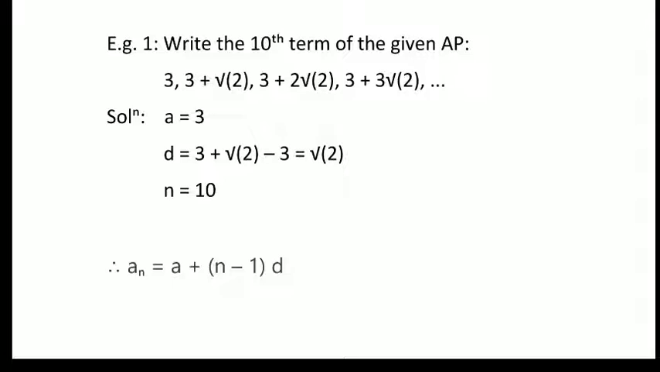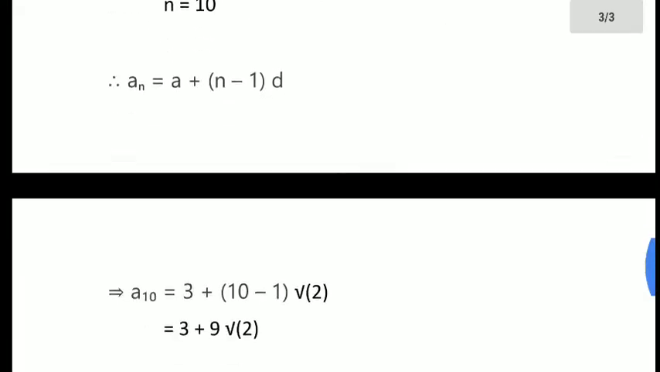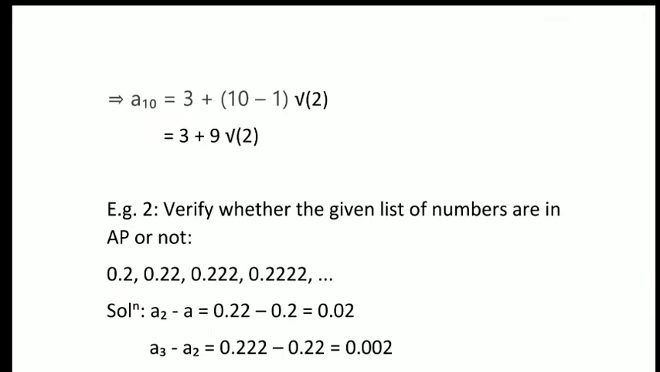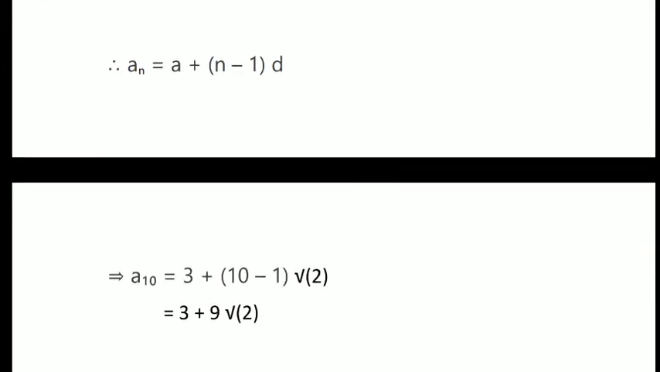So let us come to the formula. Now you know the formula: the Nth term is A plus N minus 1 into D. We already have the values of A, D and N, so let us put the values in this formula. N is 10, A is 3, N minus 1 is 10 minus 1, and D is root 2. So 10 minus 1 is 9, and in this way we find the 10th term of the given AP is 3 plus 9 root 2.